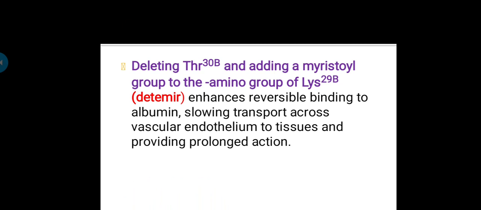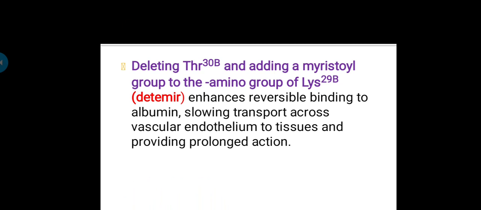So there is deletion of the threonine and adding a myristoyl group to the amino acid at the lysine level. So in detemir, the number of amino acids is 50 because there is no 30th amino acid in the B chain. So detemir has 21 amino acids in the A chain and 29 amino acids in the B chain. So the number of amino acids is 50 in detemir, whereas the number of amino acids is 53 in glargine.